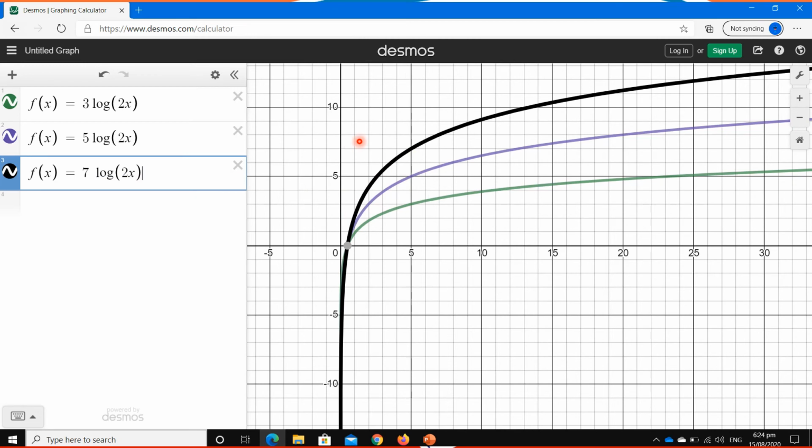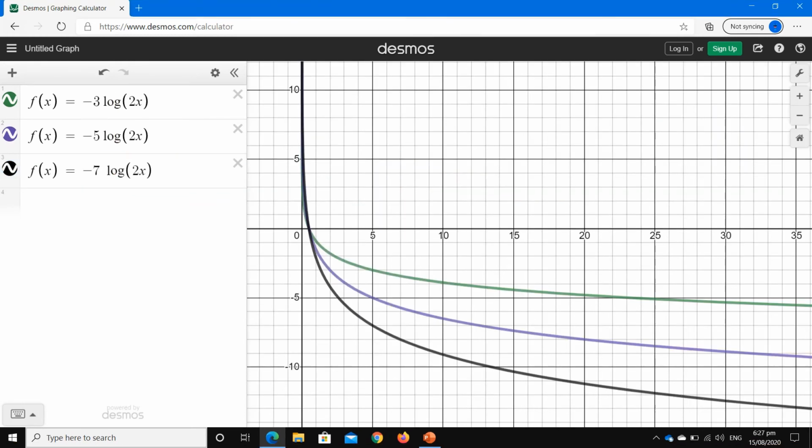So we can observe these are the values of a. We have 3, 5, and 7. We can see that as our value of a increases, from 3 to 5 to 7, our graph stretches upward, from green to violet and to black.